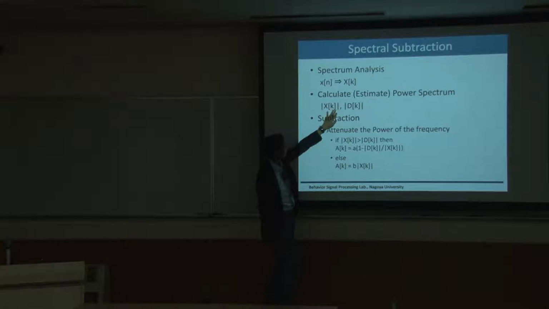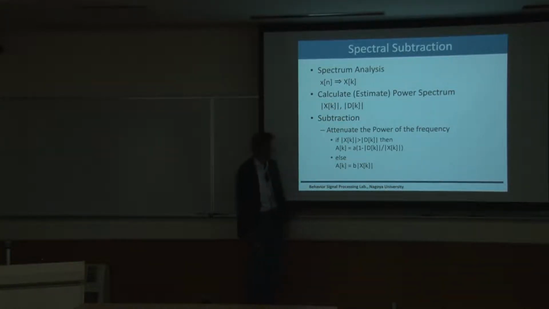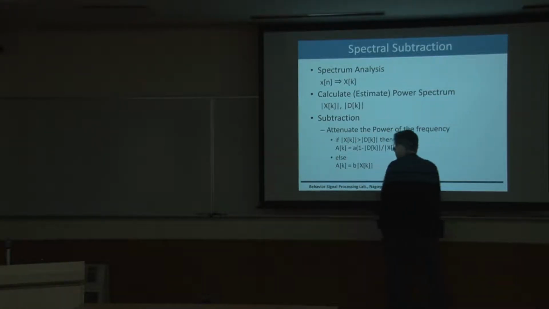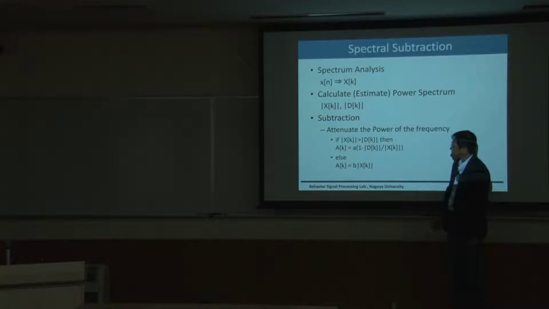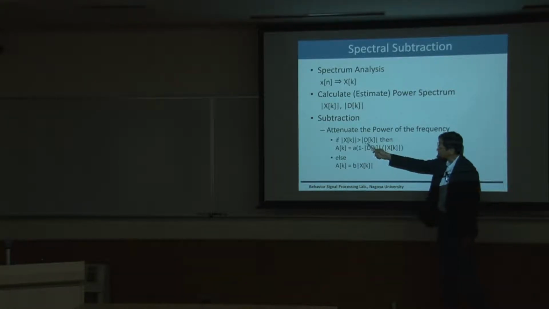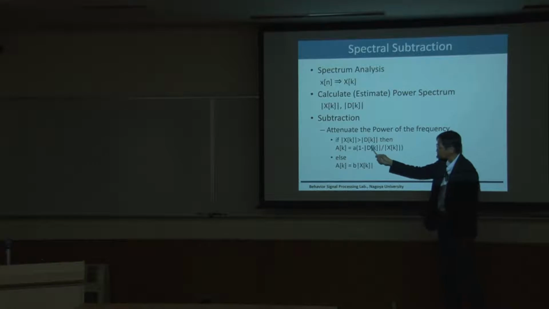And then, not subtracting Dk from Xk, you just attenuate the amplitude of the observation signal with respect to the estimated power of the noisy signal, like this. So this is the power ratio between the observation and the estimated noise.